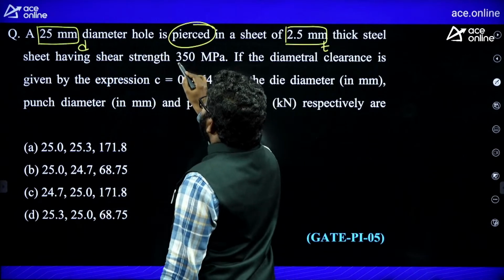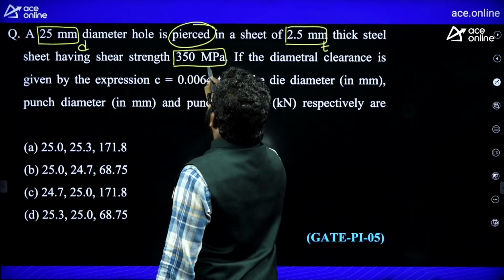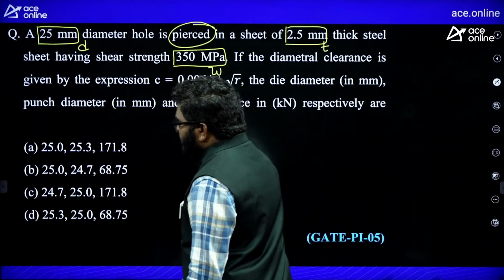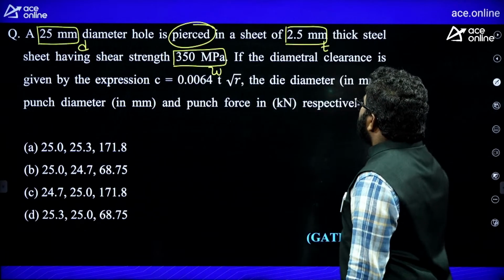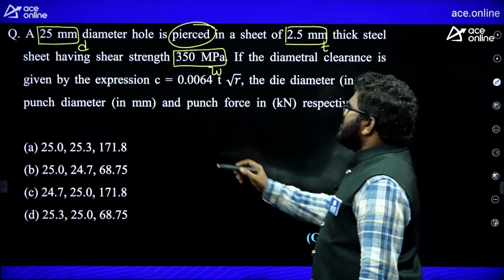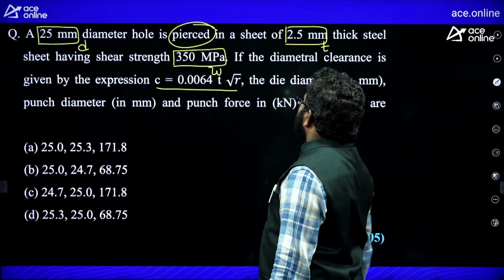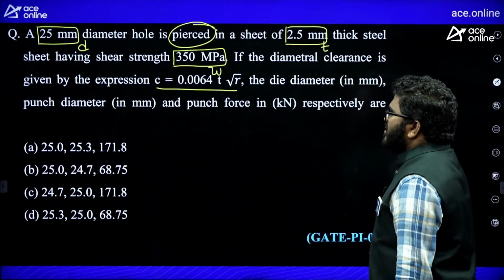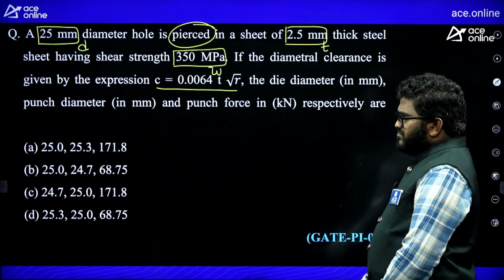Shear strength is given, that is 350 megapascal. Tau u is given, shear 350. If the diametrical clearance is given by the expression, C is given, diametrical clearance. The die diameter, punch diameter and punching force.